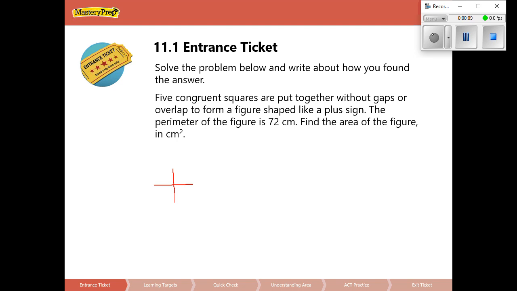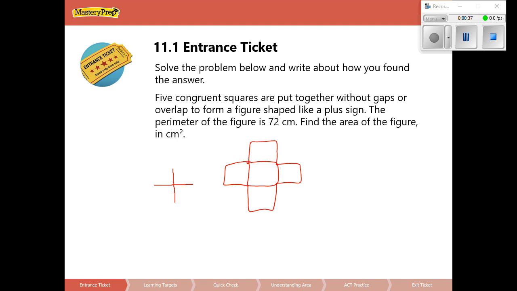Now, there are a good number of y'all that actually got the correct answer, which is awesome. Good job. The way that I went about it, because I think some of y'all went about this differently, is I actually drew this out. So we have 5 congruent squares. Let's see if it'll let me draw. So 1, 2, 3, 4, 5, and it makes a plus sign.